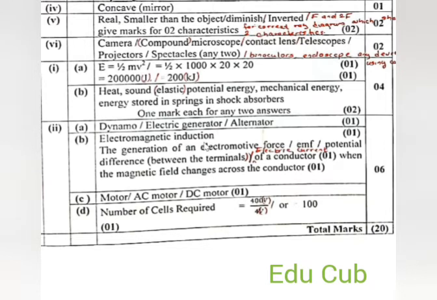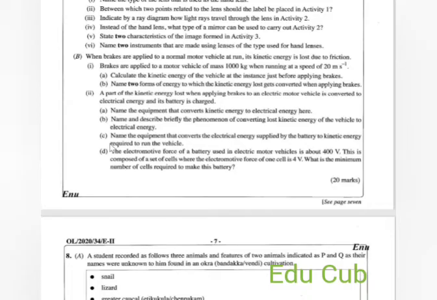Electromagnetic induction. The generation of an electromotive force in a conductor when the magnetic field is changed across the conductor. This is the answer. The generation of electromotive force or potential difference in the conductor when the magnetic field changes across the conductor. Part C, name the equipment that converts electrical energy supplied by the battery to kinetic energy required to run the vehicle.